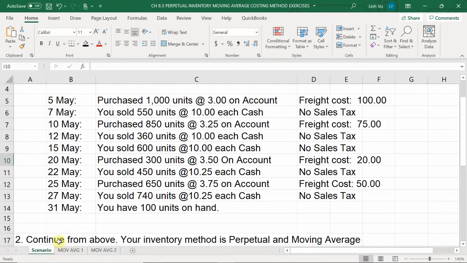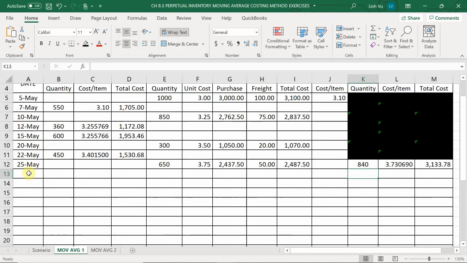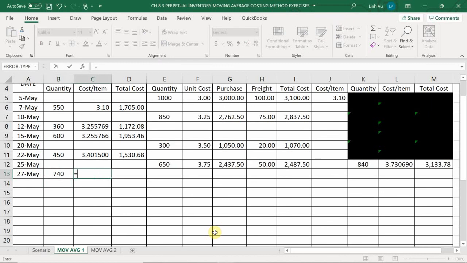Let's see. Then on May 27th, we end up selling an additional 740 units at $10.25, bringing me a remaining of 100 items left. So 740, right? It is May 27 and we sold 740 items, okay? At what average cost?